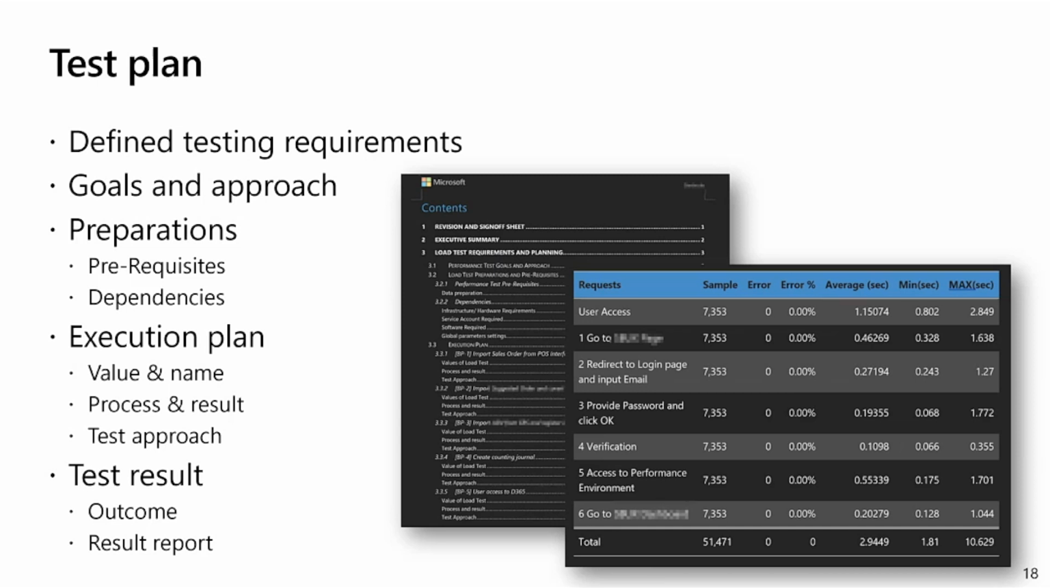So the test plan's format depends very much on your situation and your needs, but we should include those five big topics in this slide in the test plan. The picture I'm showing is an example of the table of contents in my test plan, and also the expected testing result captured in the result report for reference.